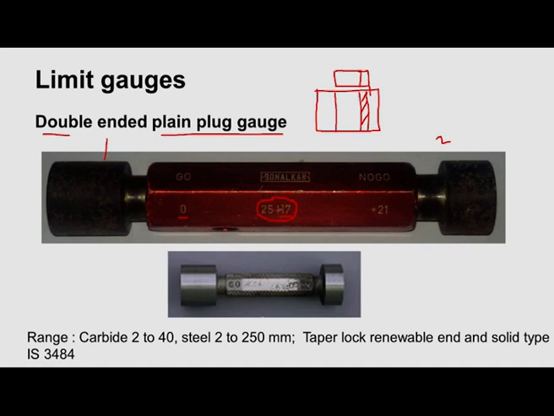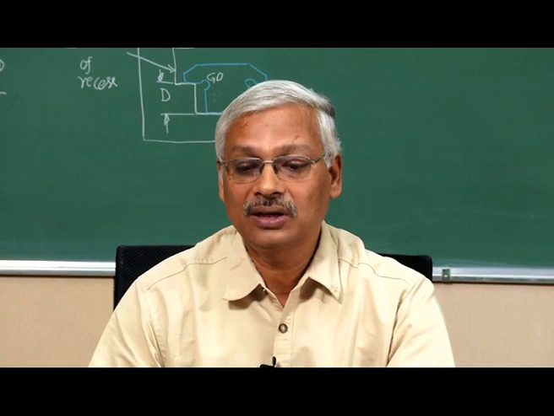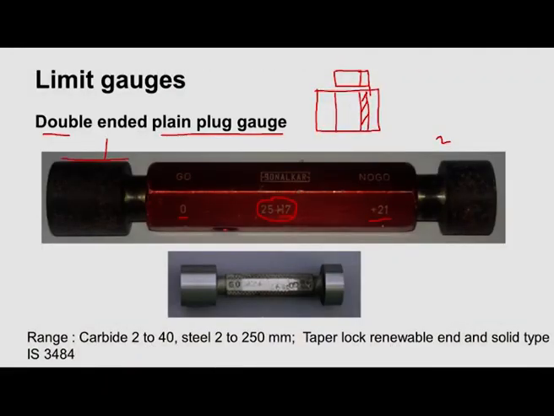So some tolerance is also provided for the manufacture of gauges, called gauge tolerance. This we will see after some time. You can see here this is plus 21, that means the diameter of this is equal to 25.021 millimeter. That means when compared to the basic size, this is greater by 0.021 millimeter. And we can also observe one more thing, the manufacturer name is marked here.